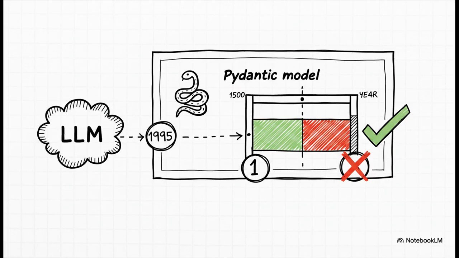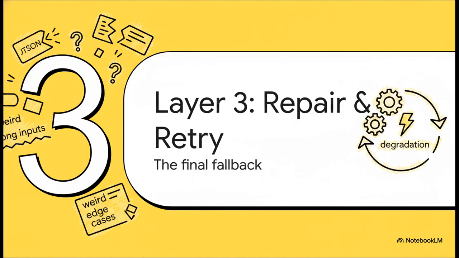The mindset shift here is absolutely crucial. Treat the LLM like any other unreliable third-party API that you just don't trust. So for about 95% of your calls, the first 2 layers are going to be enough. You're golden. But for that last 5%, the weird edge cases, the super long inputs, or those moments where the model is just having a bad day, we need a final line of defense. And that is the repair and retry loop.